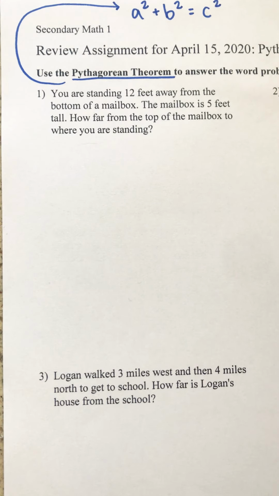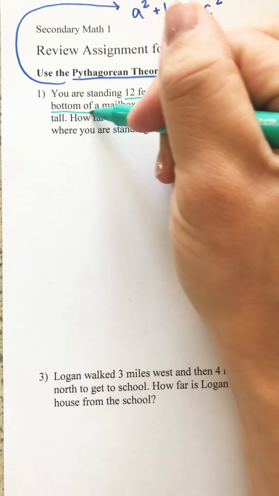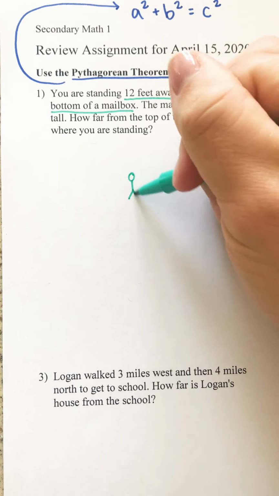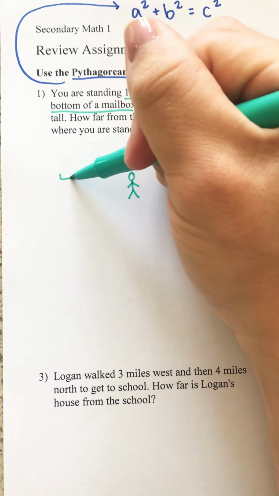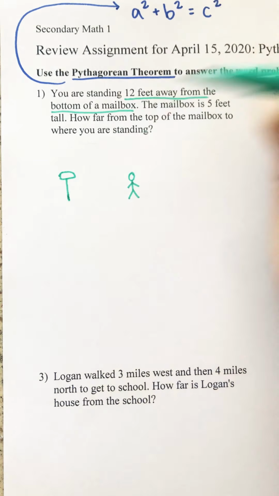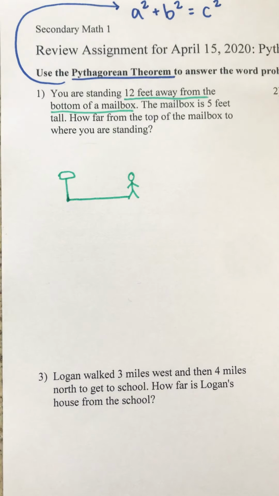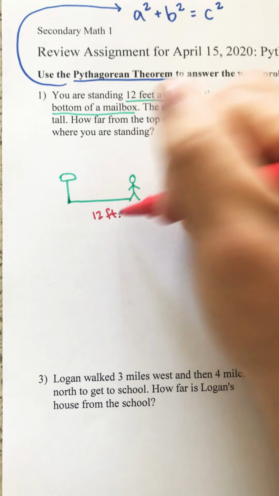So we are reading these word problems, and we are going to have to use Pythagorean's theorem to solve them. Okay, number one, you are standing 12 feet away from the bottom of a mailbox. So I'm going to underline that because that sounds important. You're standing, so it's actually you as a person, so I'm going to draw our picture as I'm reading it. So you are standing 12 feet away from the bottom of a mailbox. I'm not too perfect at drawing mailboxes, but there we go. Okay, we know that we are standing 12 feet away from it, so I'm going to label that really quick. So we have 12 feet.